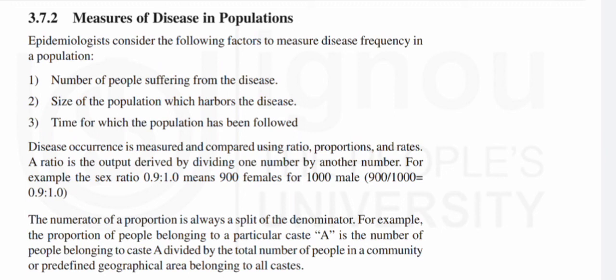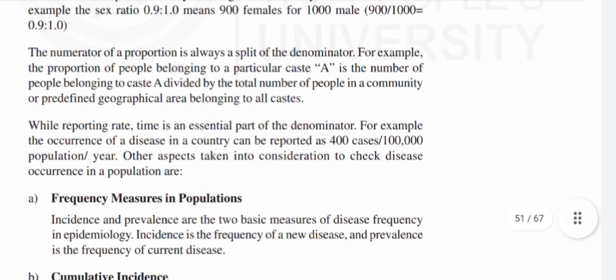For example, the proportion of people belonging to a particular caste A is the number of people belonging to caste A divided by the total number of people in a community or predefined geographical area belonging to all castes. While reporting a rate, time is an essential part of the denominator. For example, the occurrence of a disease in a country can be reported as 400 cases per 1 lakh population per year. Other aspects taken into consideration to check disease occurrence in a population are frequency measures in the population.